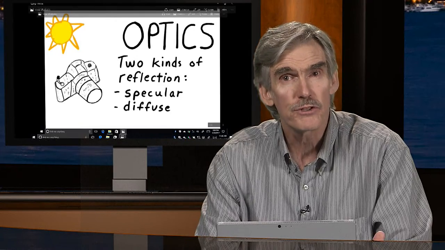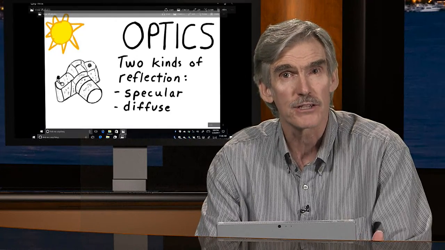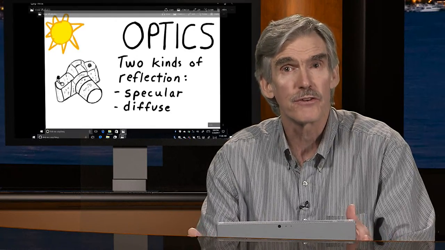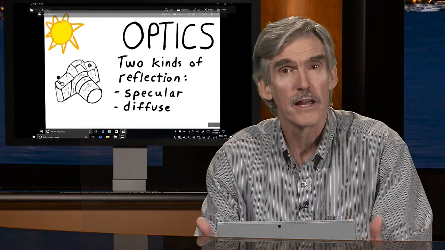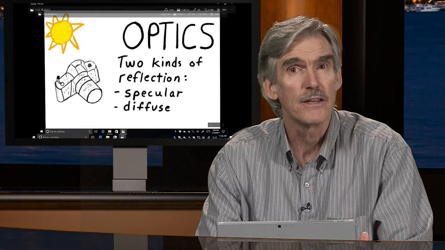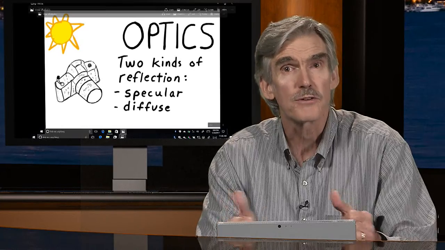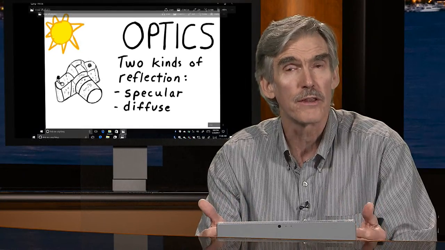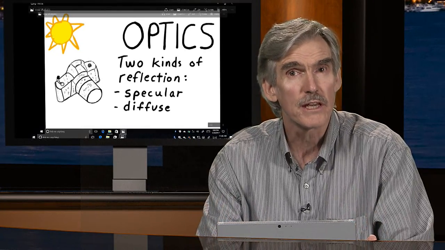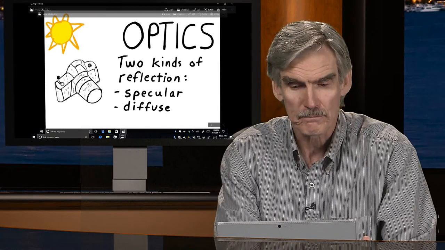And with a diffuse reflection or a softer reflection, what's happening is that the surface is not flat or hard, and as a result, when the light reflects, those rays are scattered in different directions so that the effect of it, when we see it, is much more soft.